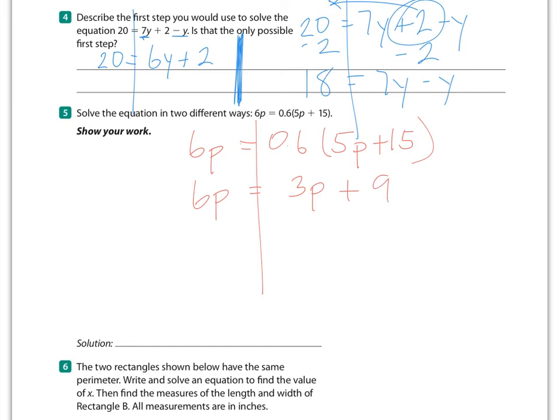Let's move our variables to the left. So let's subtract 3p. Let's subtract 3p. Cancels out here. You're left with 3p being equal to 9. Divide by 3, divide by 3. Our solution, our variable, is equal to the magical number of 3.